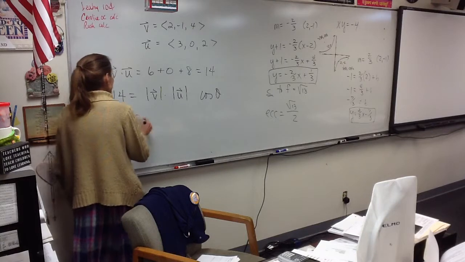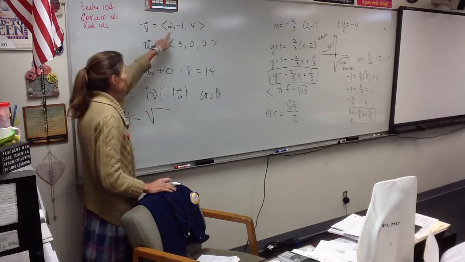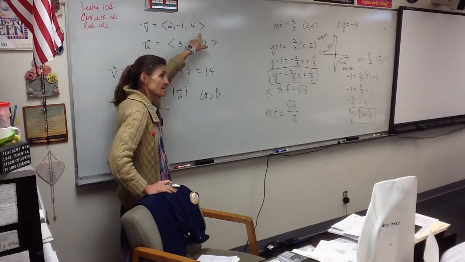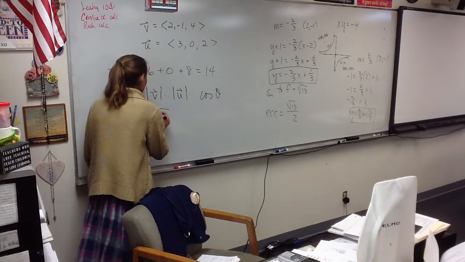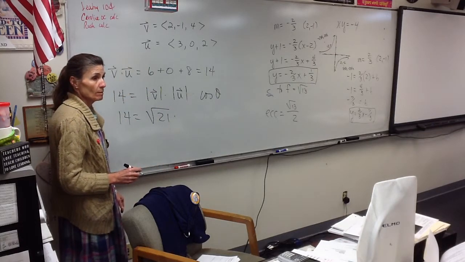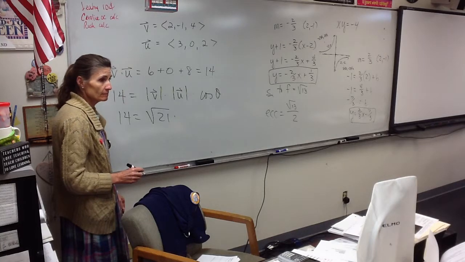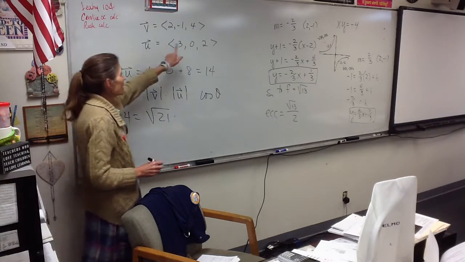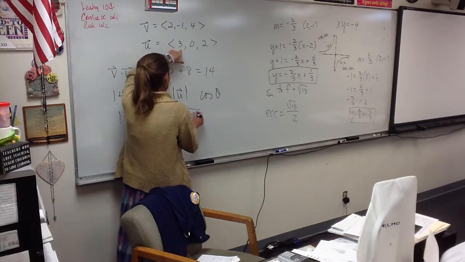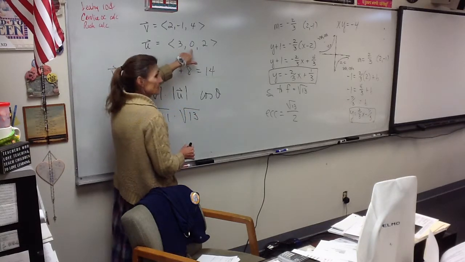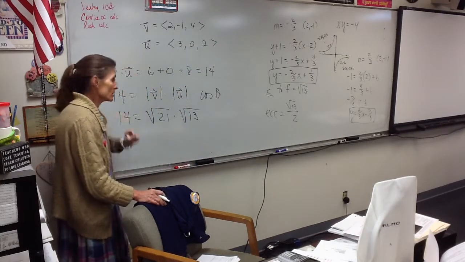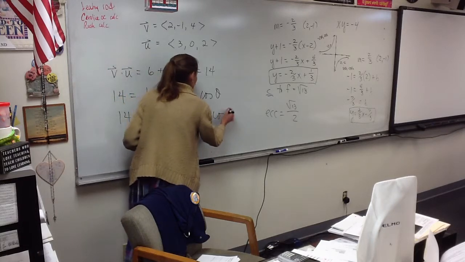What is the magnitude of the first vector? 4 plus 1 plus 16, 21. Square root of 21. What's the magnitude of the second vector? Square root of 13, that's 9 plus 0 plus 4. We square, square, square, add them up, take the square root, times the cosine.